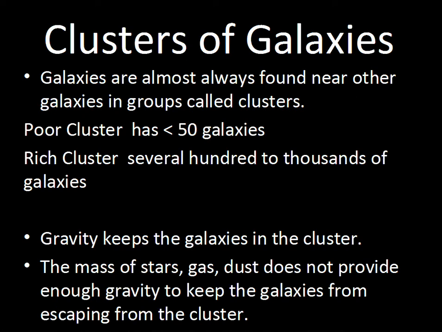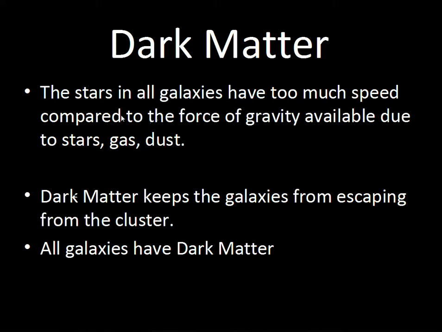Well, there's enough force of gravity to prevent these galaxies from evaporating from the cluster. However, if you take a look at the mass that's in stars, gas, and dust, there's not enough mass in those forms. Instead, what keeps the galaxies in place is, again, dark matter. So we have evidence for dark matter from the rotation curves of the stars in a galaxy, with high speed for the stars at great distances from the center of the galaxy. And we have another source of evidence for dark matter.